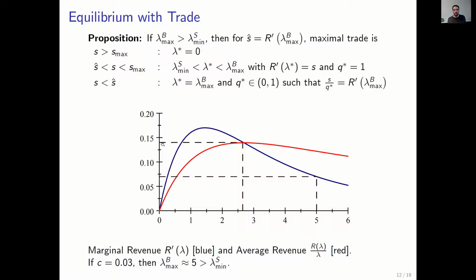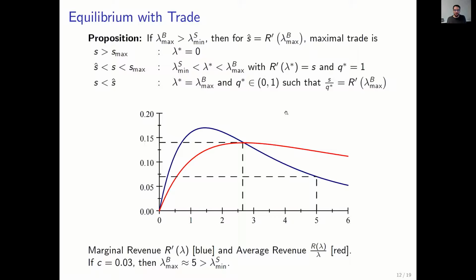Well, if S is above 0.14, there will be no trade. If S is between 0.14 and 0.06 or so, the seller will choose some number lambda at which the marginal revenue hits the cost. Then as S decreases, the seller chooses more and more bidders until we hit 5, and then we enter the territory where the bidders start mixing and they become cautious to enter. At this point, as S becomes smaller, it becomes cheaper to contact bidders, but the cost of actually recruiting bidders will stay constant. They will stay at S over Q star equal to R prime equal to lambda V max.